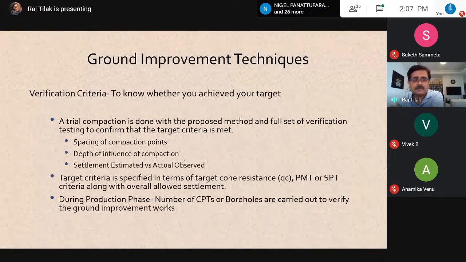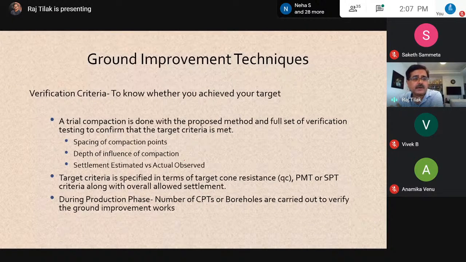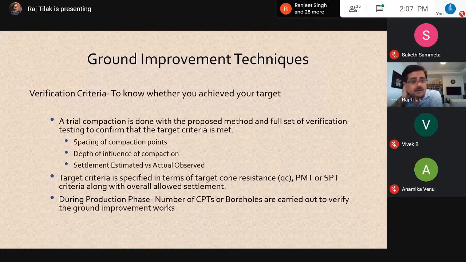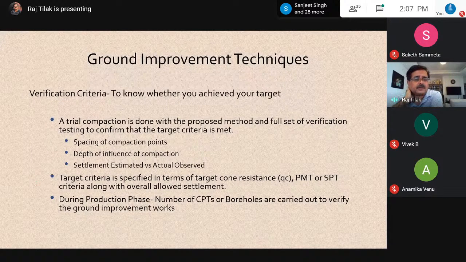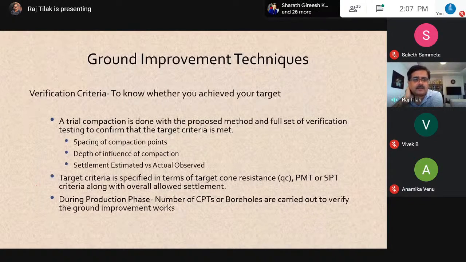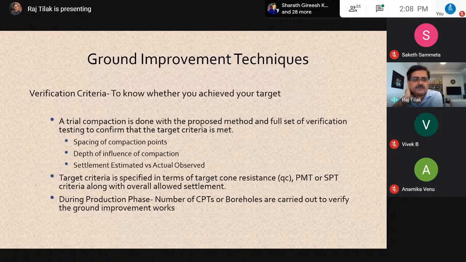Once he does that, how will you know that he has achieved it? To satisfy you, he will do some calculations. He will do, finally, again a GI consisting mostly of CPTs, where he will measure the cone resistances. He may adopt pressuremeter tests if it is all sandy. It depends on what type of soil he's compacting, or he can also revert to SPT values or a borehole log, and he will give you all the calculations to tell you that whatever method and whatever you specified, we have achieved that.